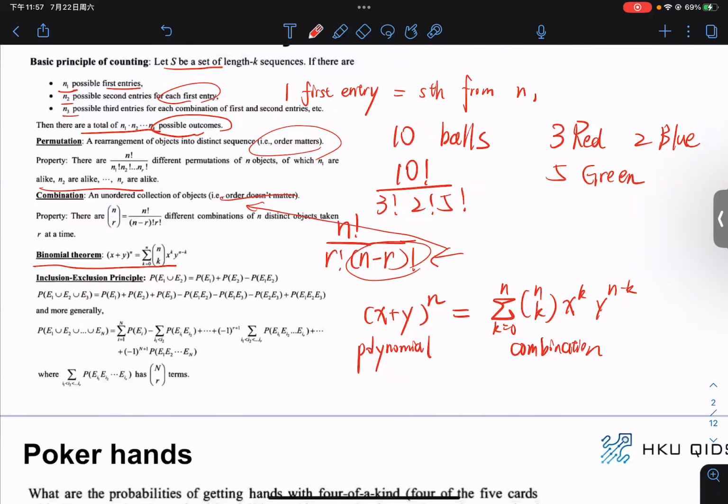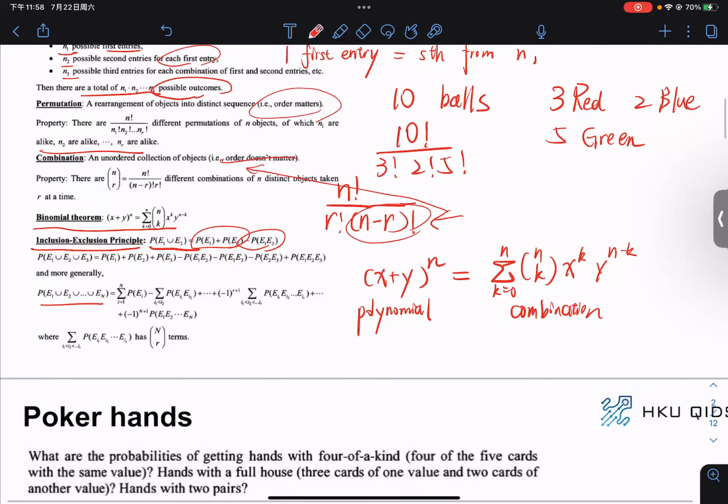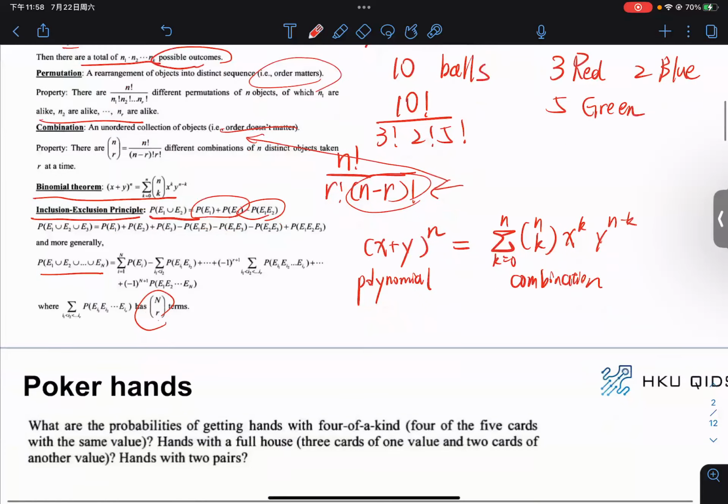Last but not least, another important one is the inclusion-exclusion principle. The probability of having either event A or event B is the sum of the two probabilities individually, minus the probability that they happen together. And this can be expanded to the general cases. And the permutation here is going to have n r items.